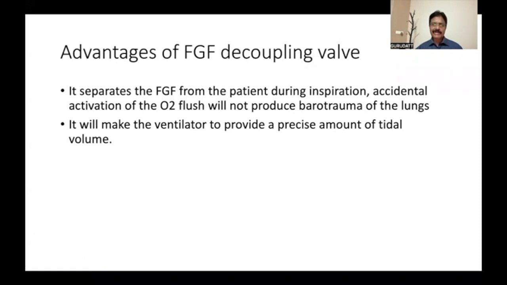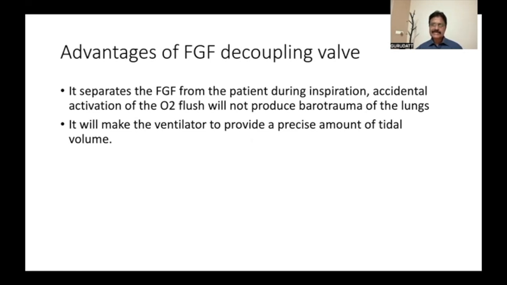The most important advantage of a fresh gas flow decoupling valve is that the fresh gas is totally disconnected from the patient during inspiration. That means during inspiration, the fresh gas cannot directly enter the patient. So because of this, even when we activate the oxygen flush, wherein 35 to 70 liters of oxygen will be entering, that amount of oxygen, because fresh gas flow is disconnected during inspiration, will not enter the patient, but it will be entering into the bag.